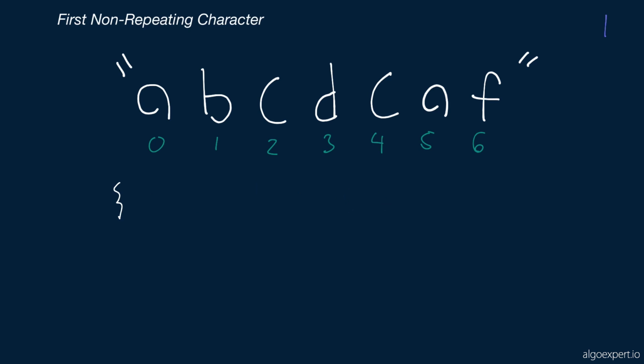So we're going to start by initializing an empty data structure here. This will be our dictionary, our hash table, whatever you want to call it, and we can call this counts. Now what we're going to do is loop through this string here, and we will start at character A.